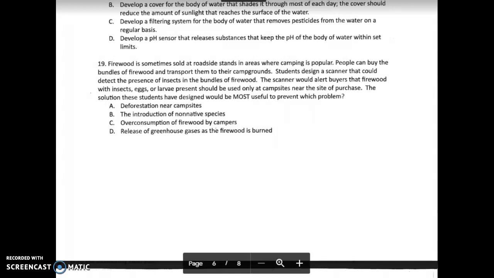A. Deforestation near campsites. B. The introduction of non-native species. C. Overconsumption of firewood by campers. Or D. The release of greenhouse gases as the firewood is burned.